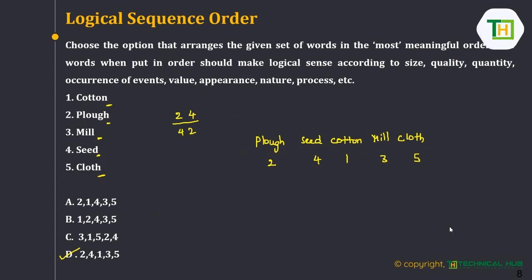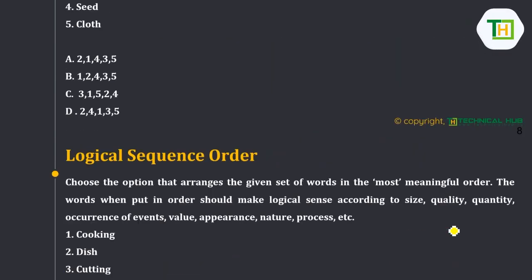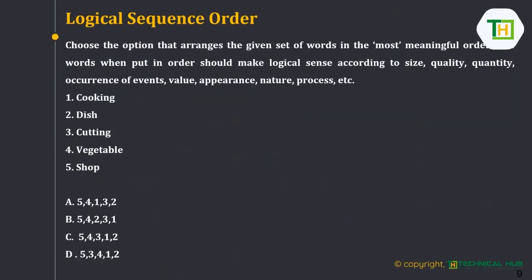2-4. Very good. So first ploughing. Yes, first ploughing is correct. Yes, this is the process that happened, right? So first plough, after that seed, after that cotton, mill, and then you will get the cloth. That's the process. Next, you can say it is also occurrence of events. You can consider it as occurrence of events also. Let's see the next question.